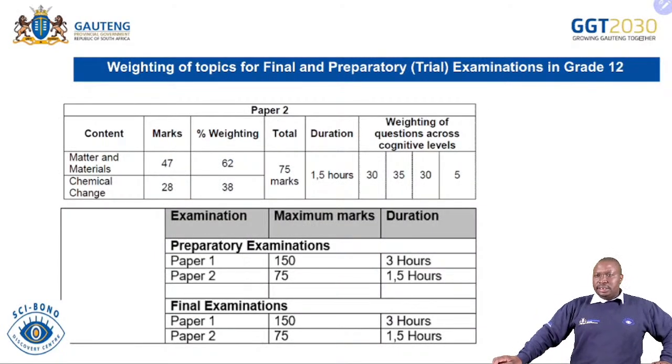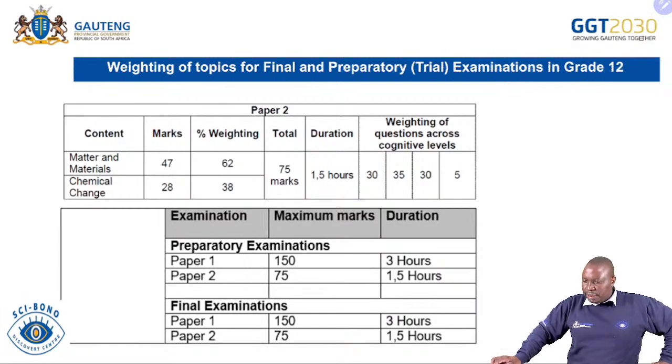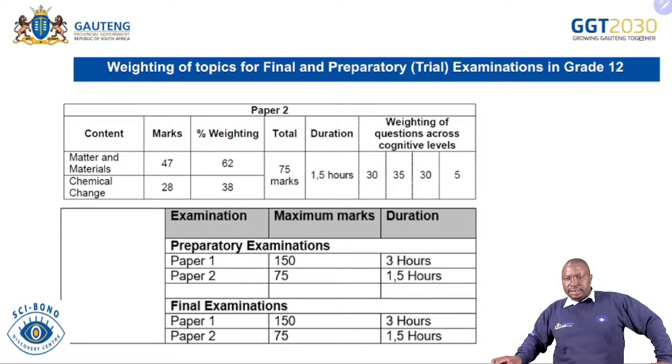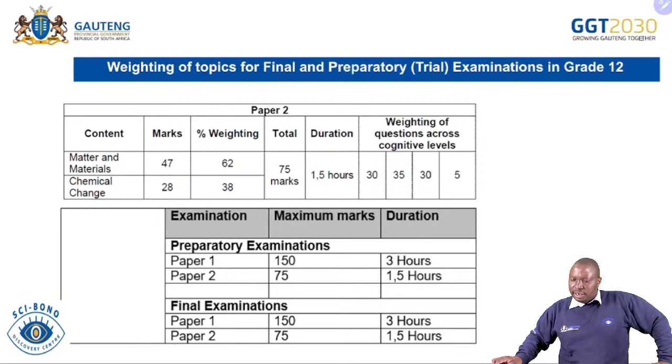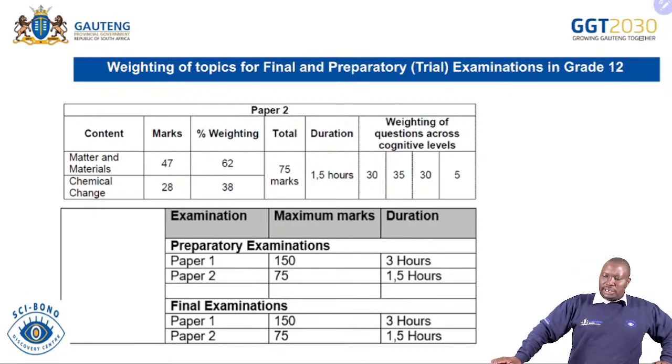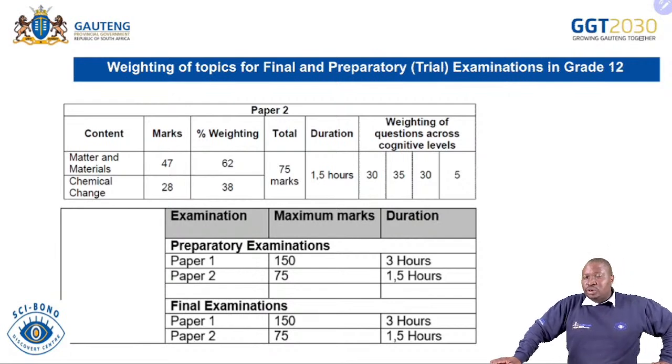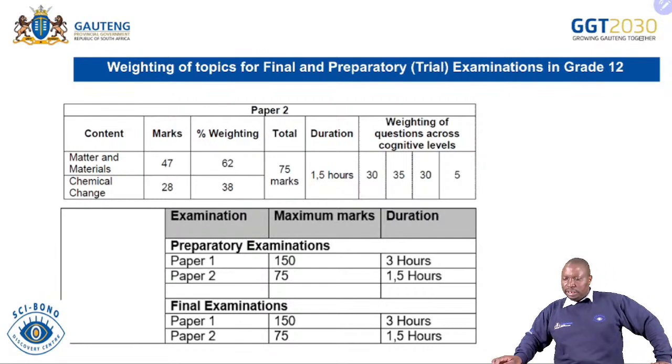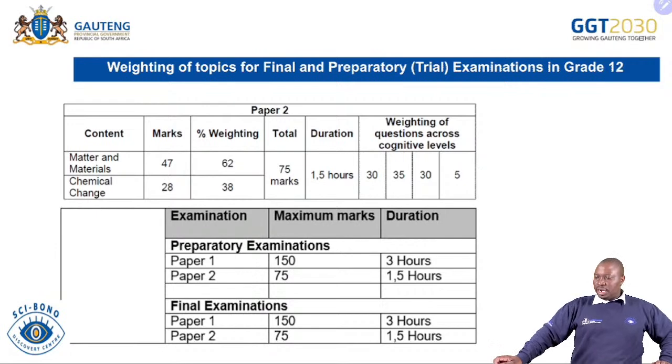As I said when I started, in paper 2 we have 75 marks. Of those 75, 62 will come from this topic of matter and materials. So it's a lot of the paper. When you write paper 2, a lot of marks come from this section. So we're hoping you're going to collect all these marks, as we've been doing. It's 75 marks for 1.5 hours.